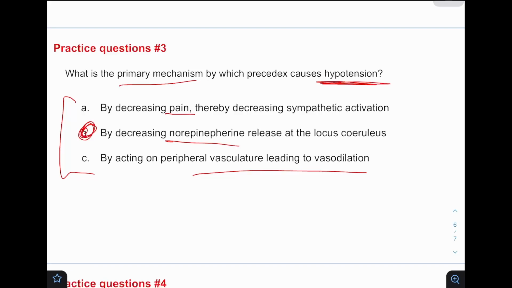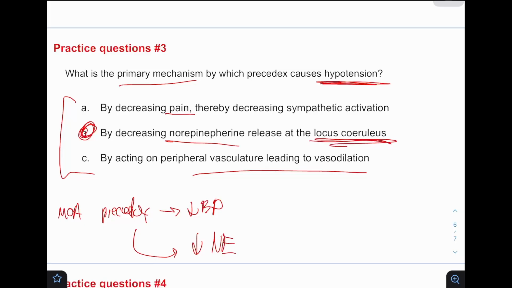locus coeruleus. So the mechanism of action for how Precedex leads to low blood pressure is that Precedex will actually decrease the levels or the amount of norepinephrine that is released at the locus coeruleus, and this decrease in norepinephrine leads to hypotension. Now, choice C might be tempting, but this is incorrect.